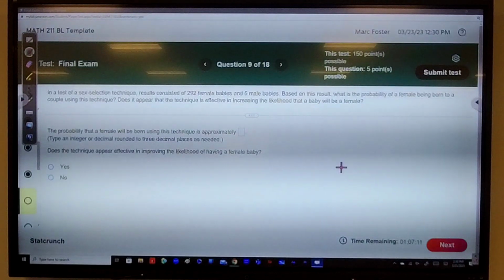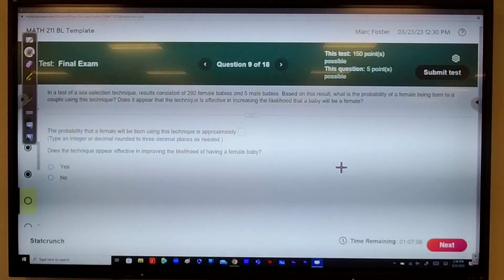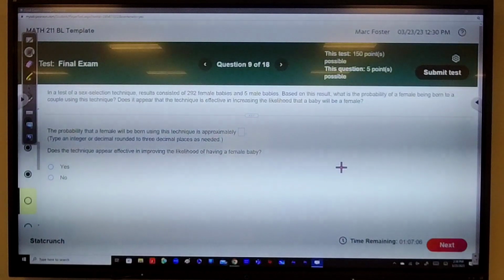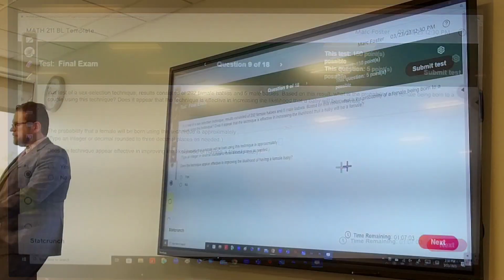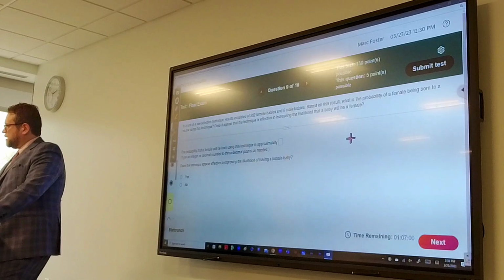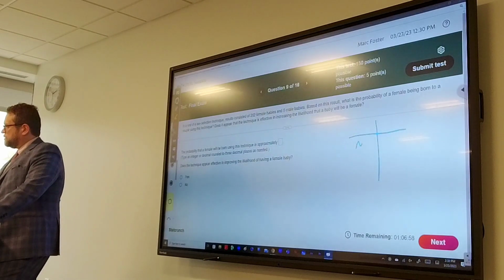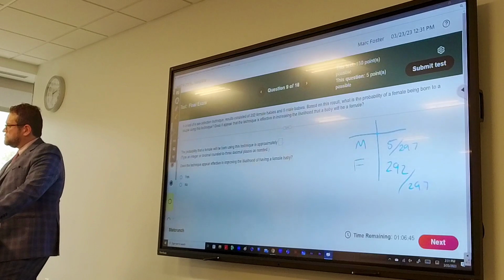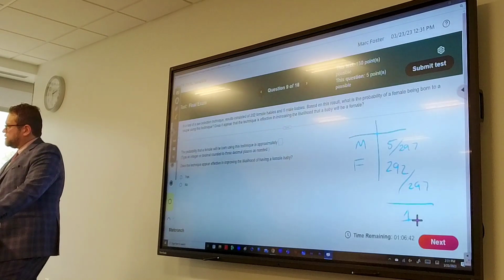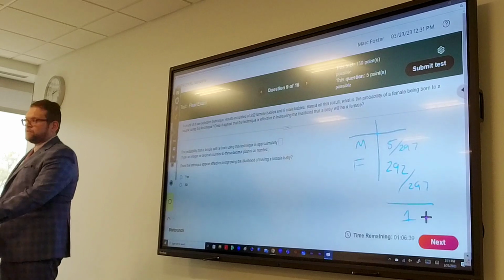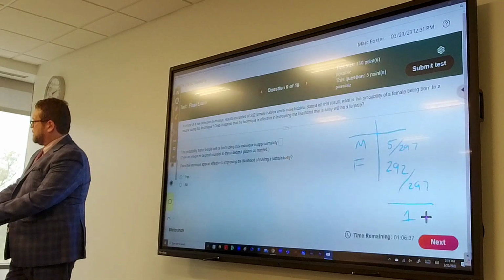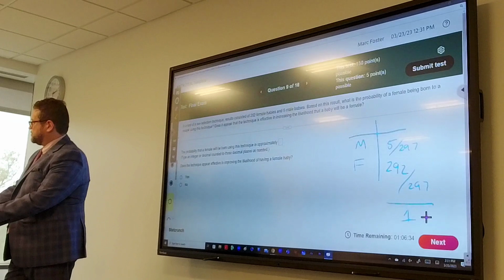Only 5 males were born out of a total of 297 babies. Am I right? Let us make a quick probability table. Now that adds up to 1. It has to, right? Because I just divided by 297. I can see that fraction is the probability.